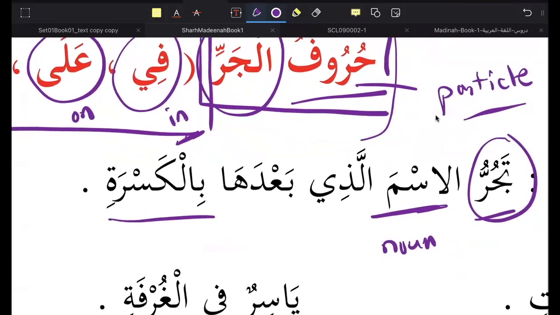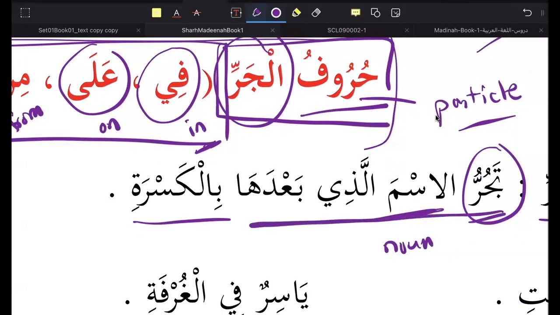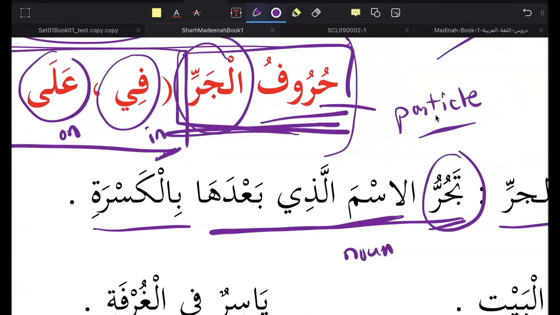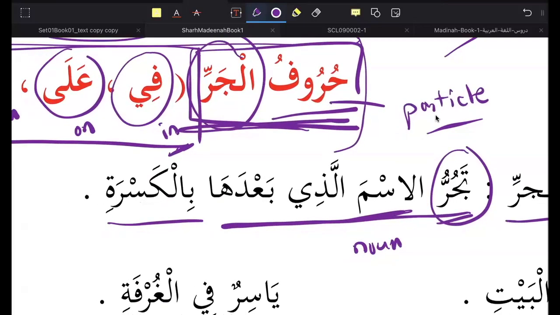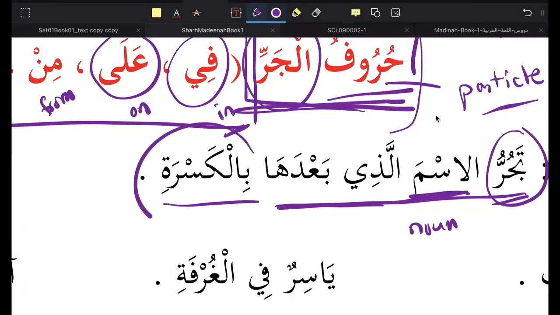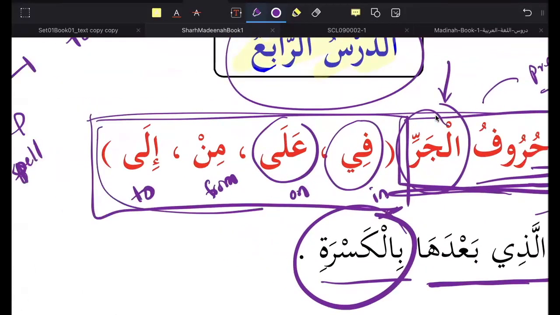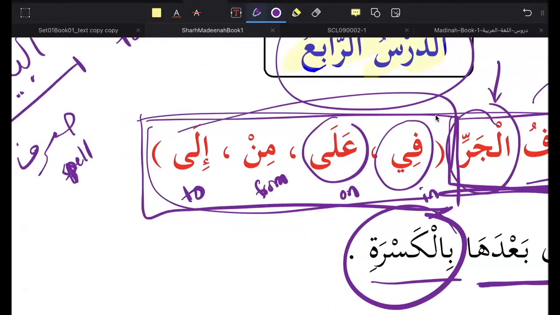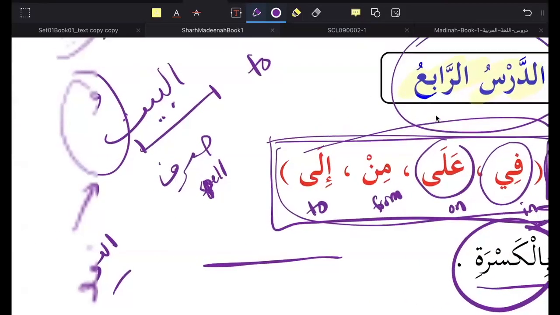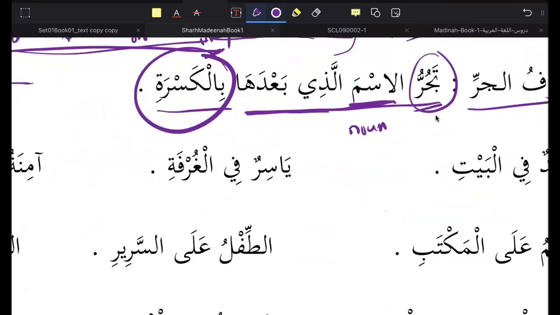We only change if we have a grammatical situation that requires it, and this is your first time. He's saying that these huruful jar make the noun that comes after them bil kasra. So this is the first time we have to change our haraka. Meaning, if you have any of these huruf, particles, the noun that comes after it must take a kasra. You cannot put dhamma anymore. Okay, so let's see what the author does.